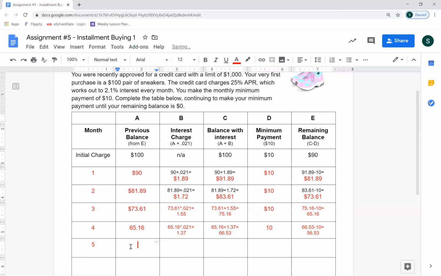Okay, so now we start month 5. I still owe $56.53 on my $100 sneakers. To figure out how much interest is applied to that amount, I need 2.1% of it. So I multiply by 0.021. And I get $1.19. Okay, so when I add the amount I owe with the interest that they're charging me, I get a total balance of $57.72. My minimum payment is always $10. So I take my answer from column C minus my minimum payment, which means I have $47.72 left on my credit card to pay off.